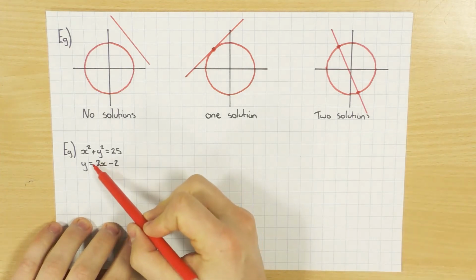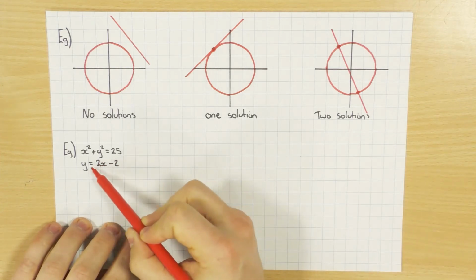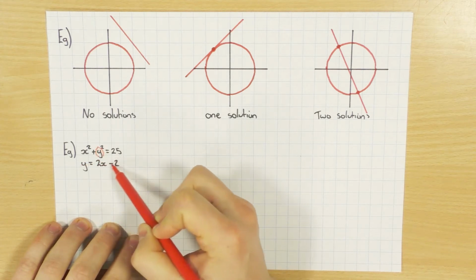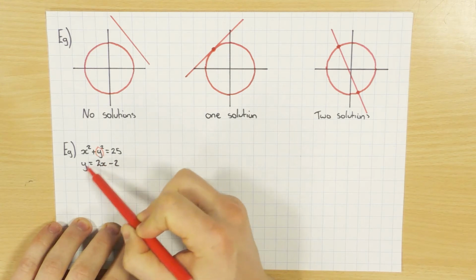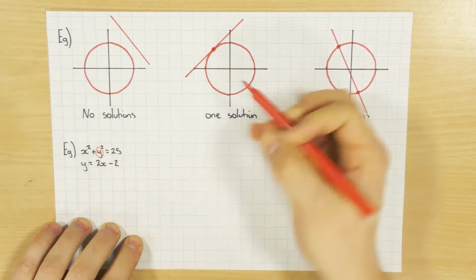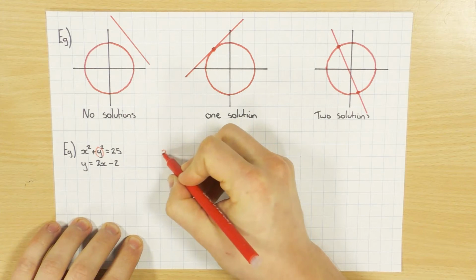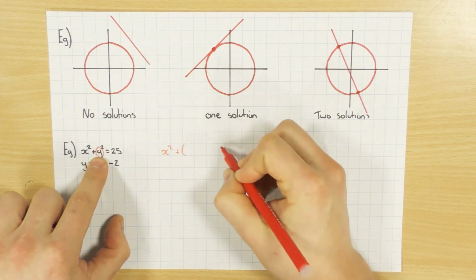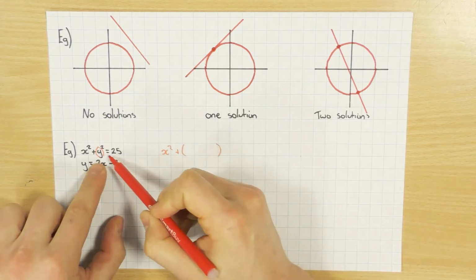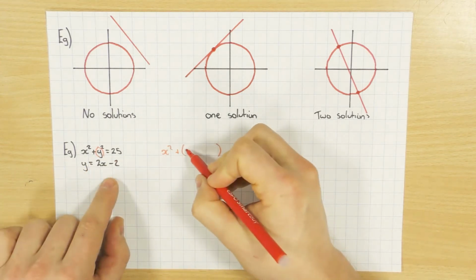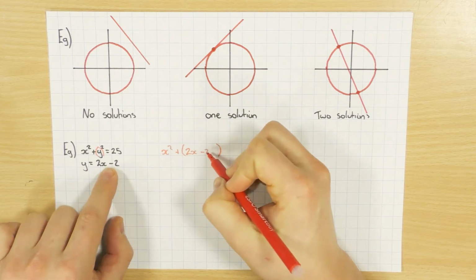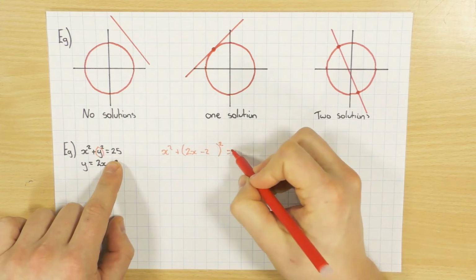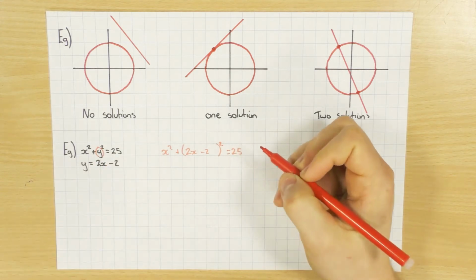So you might notice here that I've got 2x minus 2, and that equals y. So what I'm going to do is substitute this in for y. Because it equals y, I can just substitute it straight in. So I have my x squared, that's the same, plus, now, I'll put brackets around the y especially, because I'm going to substitute this directly into those brackets. So 2x minus 2, and of course don't forget that that y was squared. So I put the squared on there, and that equals 25.